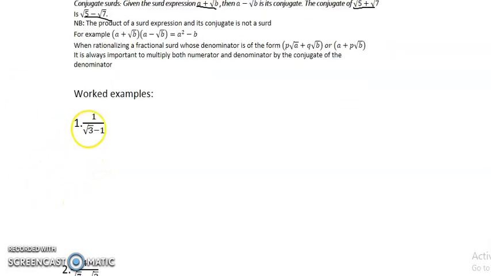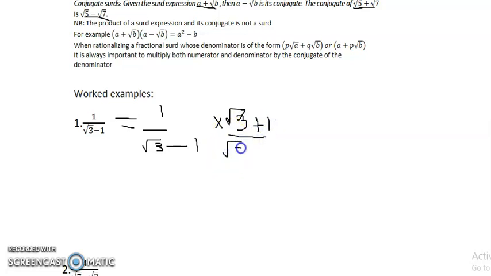Now let's work. Now this is 1 over root 3 minus 1. So then we multiply it by its conjugate. So 1 over root of 3 minus 1 multiplied by what? Root of 3 plus 1, all over root of 3 plus 1. What do we get? This will multiply the 1 here. We get root of 3 plus 1 all over.